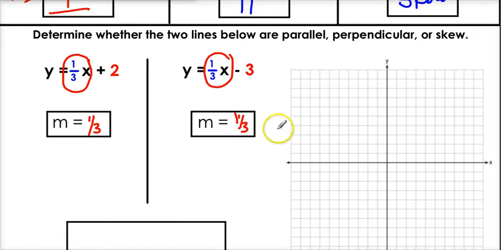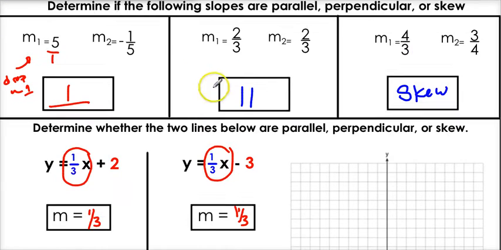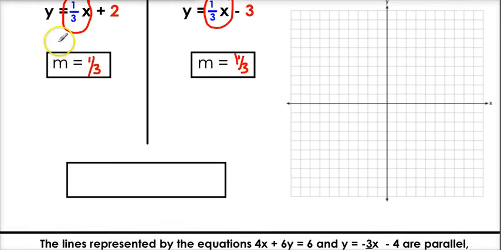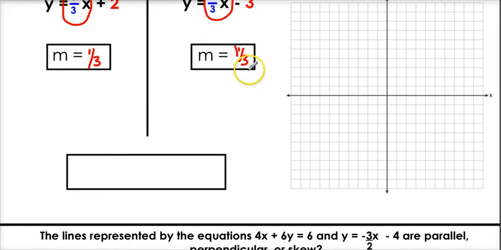If you look at these two, we're just going to look at these two slopes. We're doing exactly what we just did here. We can ignore the rest of the equation. We don't care about that. We just care about the slope. Since they have the same slope, we know that these are parallel.